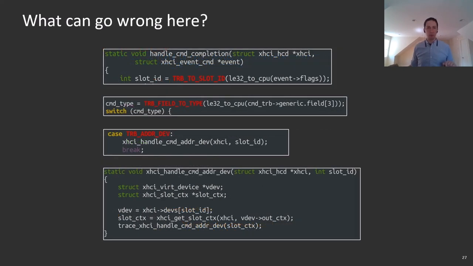Now, let's look at this one as well. Very similar idea. Slot ID is determined from some DMA sourced memory. The switch that follows also is from DMA sourced memory. So the device actually has quite a bit of control over what code executes within this kernel module. And then that slot ID again is just passed down to that function and is used without any further validation.